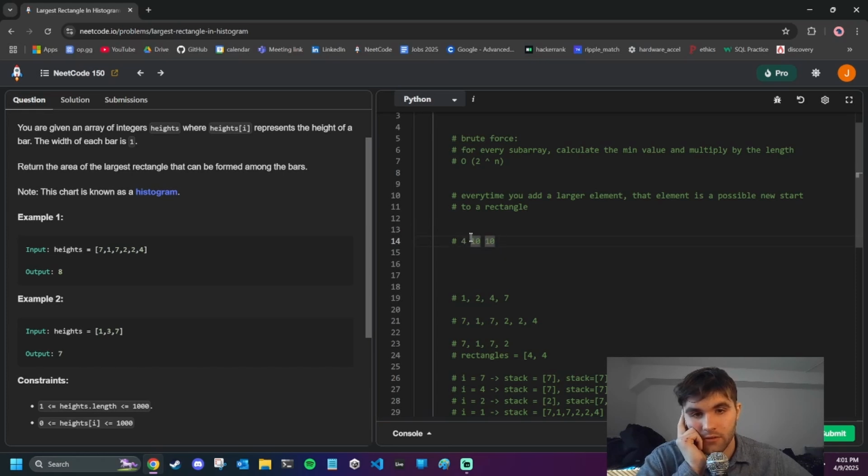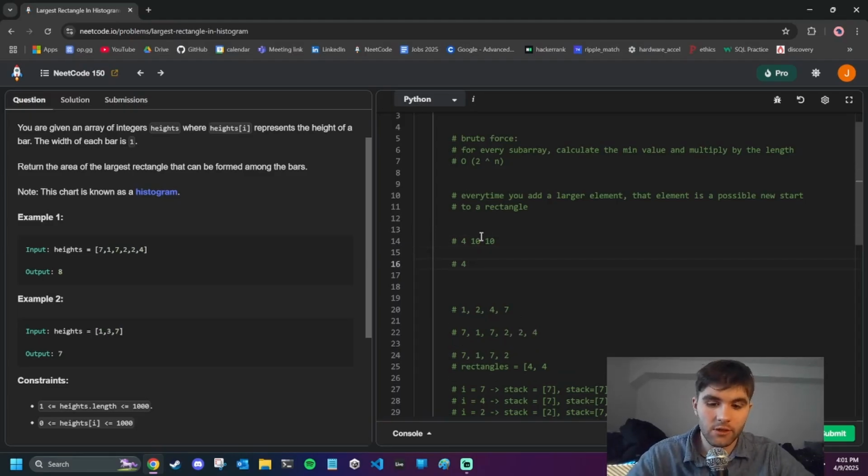Okay, so when we see a larger element, that means we could start a new rectangle. Is that ever true if we see a smaller element? So if we had like 10, 4, 10, is it ever true? Let's say we have 5, 4, 10. Is it ever true that this is the start of a new rectangle?